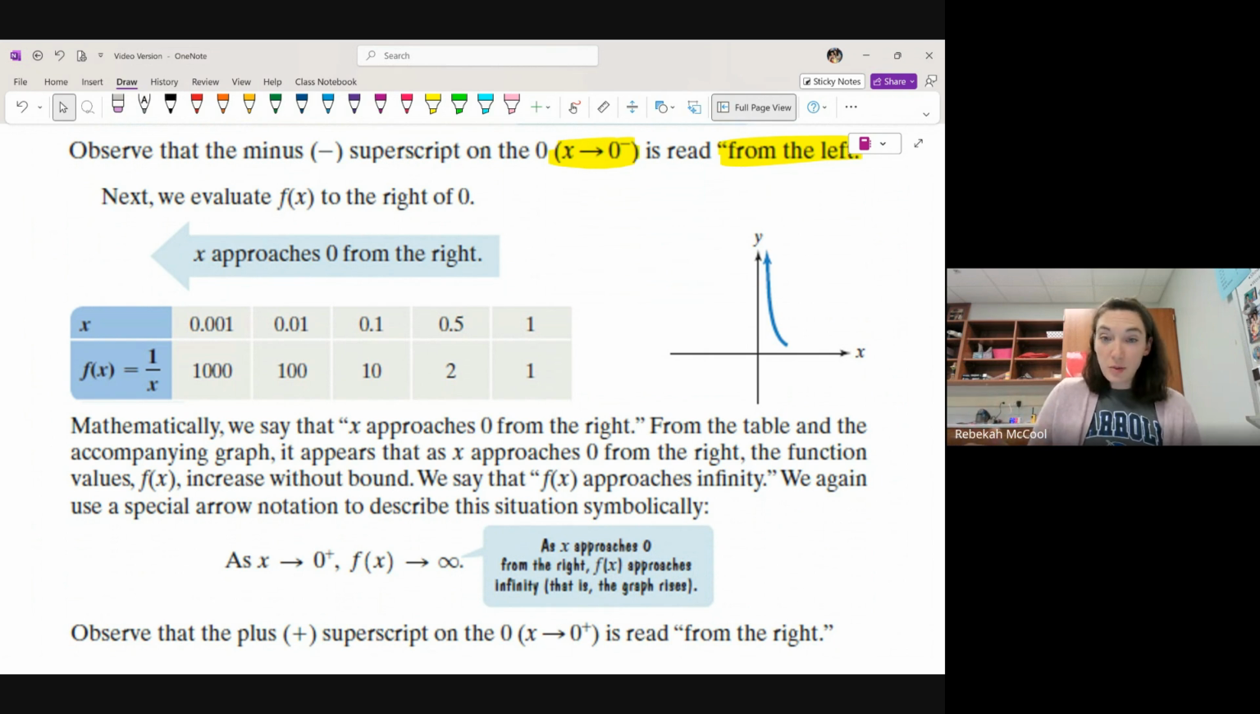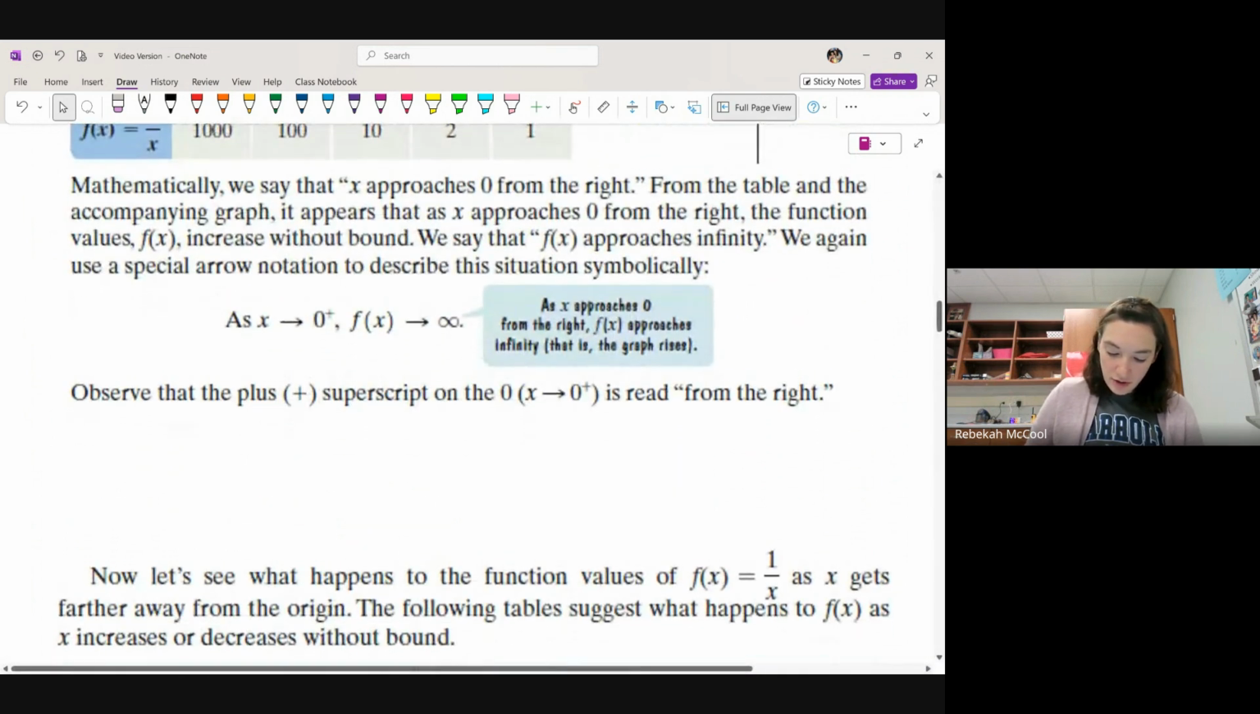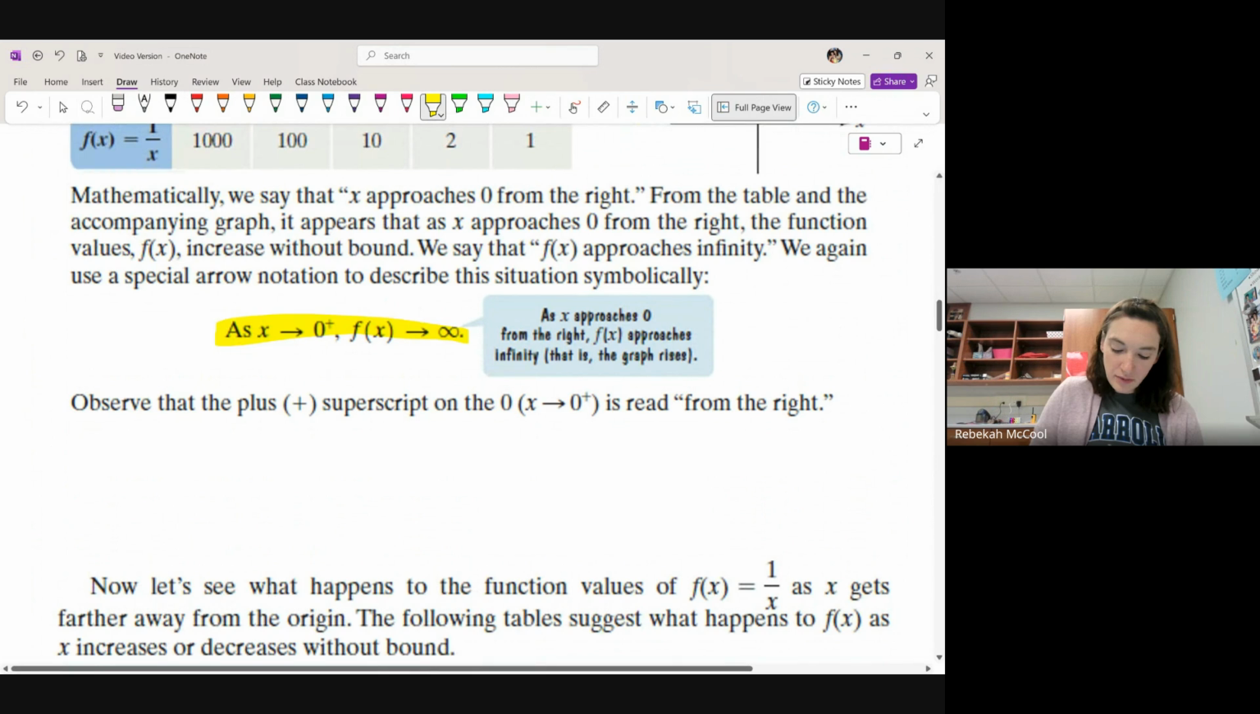So we'd say f of x approaches infinity. Similar notation here, but now we have that little plus sign, which means from the right. So as x approaches 0 from the right, f of x is going to positive infinity. With these, we were looking at what was happening close to our domain issue.